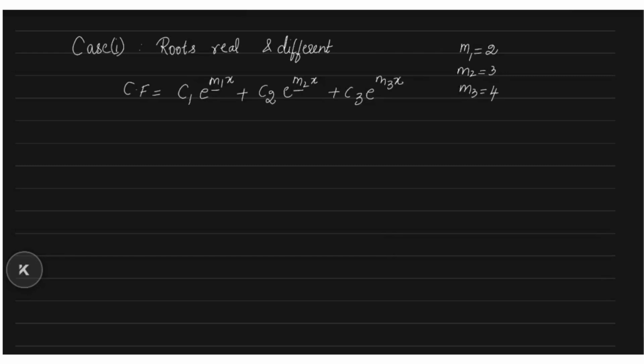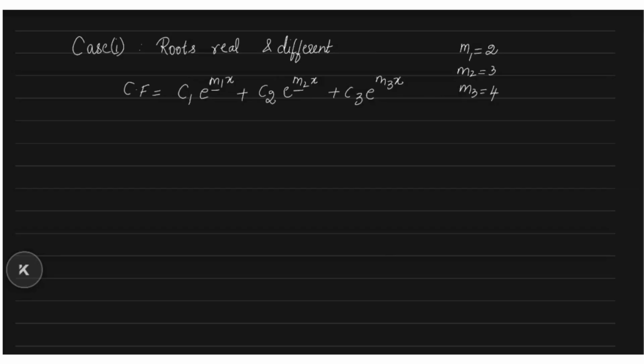Suppose you have 5 roots, this will continue. Here you have c1, c2, c3, etc. These c1, c2, c3 are nothing but constants. You can name them as A, B, and C also. So this is the case when you get roots which are real but different. This is how you write the complementary function.